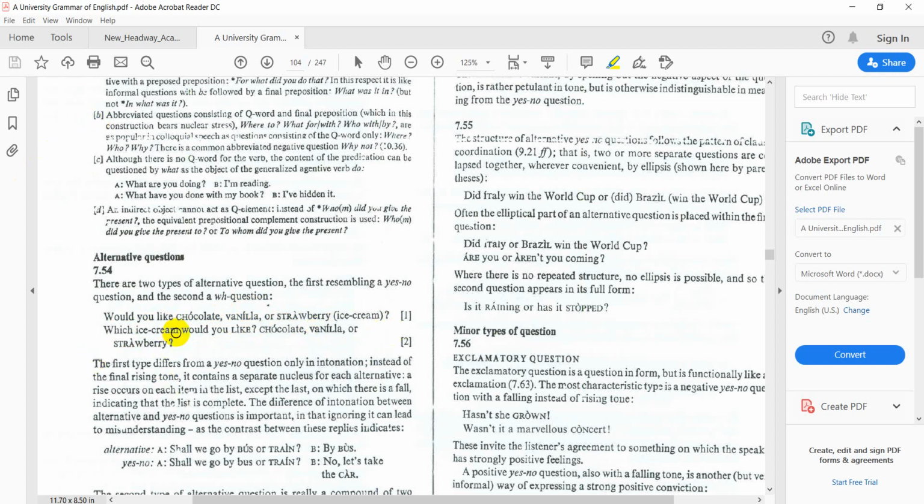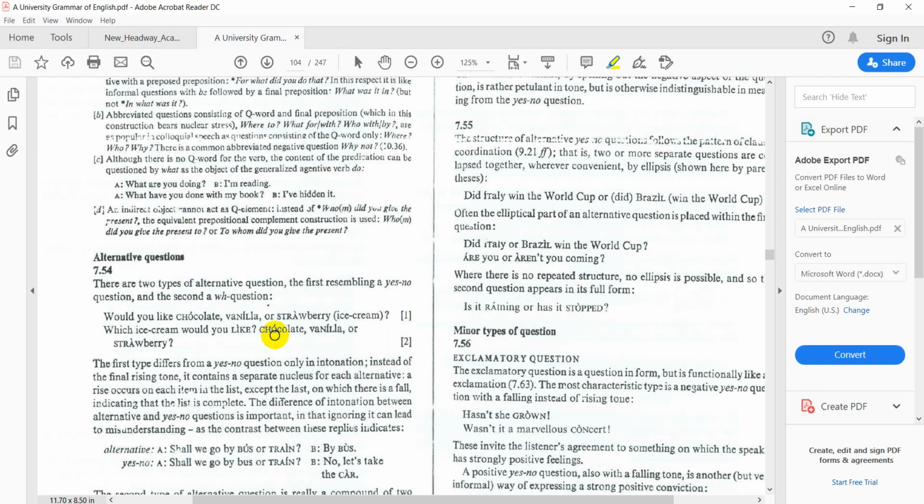See, would you like chocolate? I'm raising my tone here. Would you like chocolate, vanilla, or strawberry? Here I use a falling tone. It gives an indication that I'm finishing the counting. So, would you like chocolate, vanilla, or strawberry ice cream? This is one type in which I depend on the operator found in the sentence.